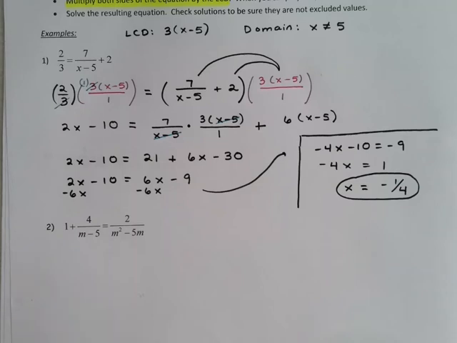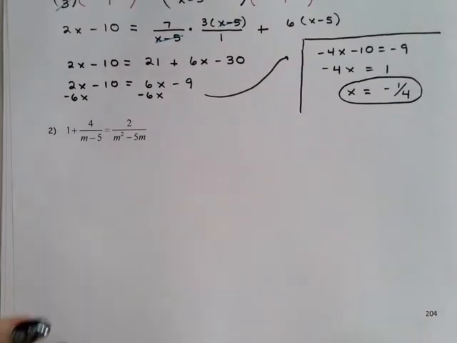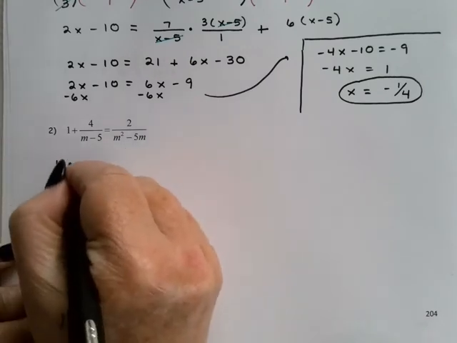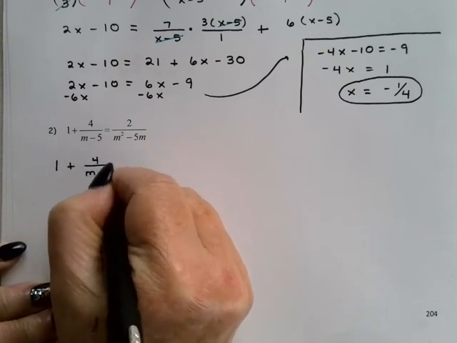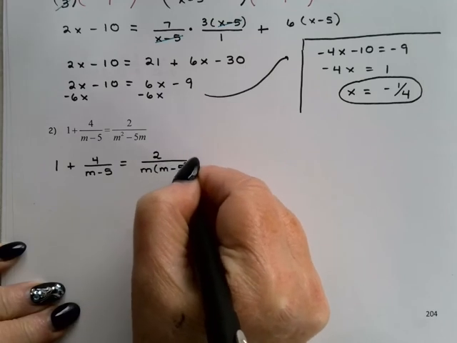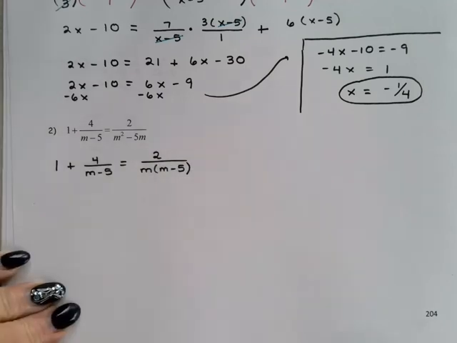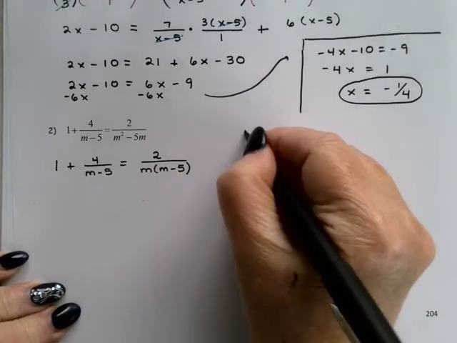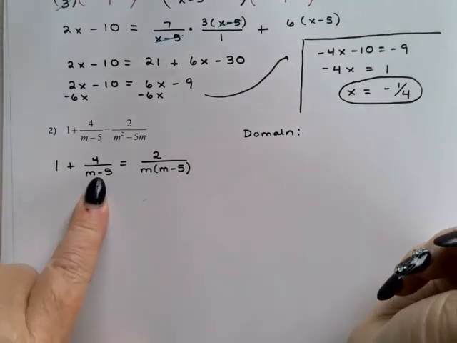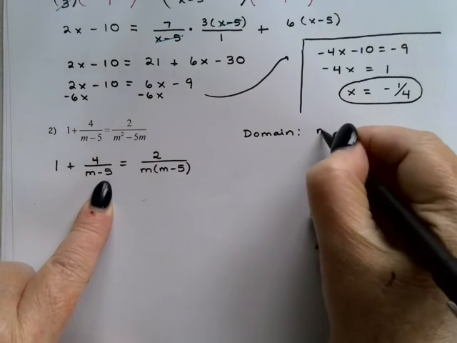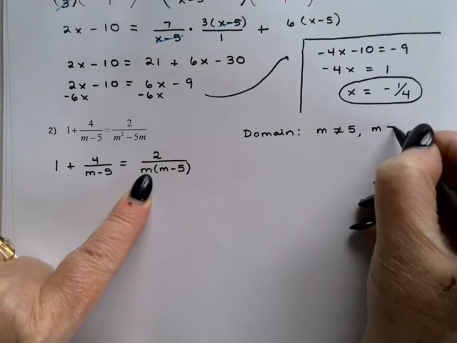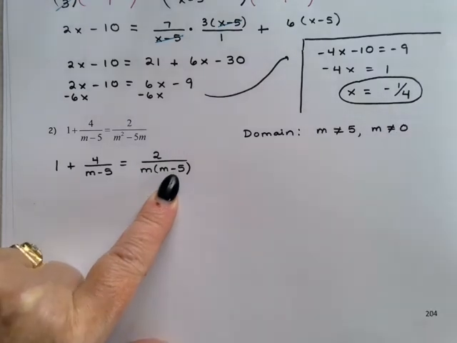All right, let's try a couple more. In number 2, I can factor the right-hand side, so let's do that first. Factoring out an m makes that m times m minus 5. All right, two things. Let me not forget the domain this time. That can't be 0, so m can't equal 5. This m can't be 0. And this just says m can't be 5 again, which we already knew.